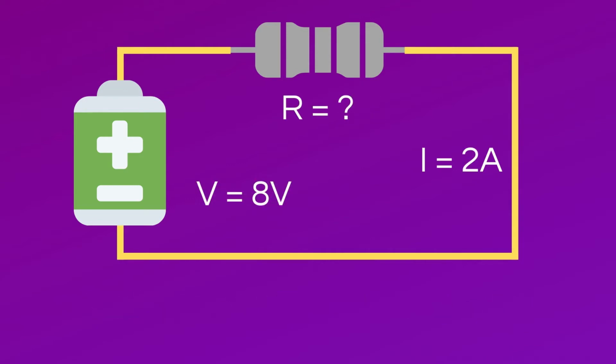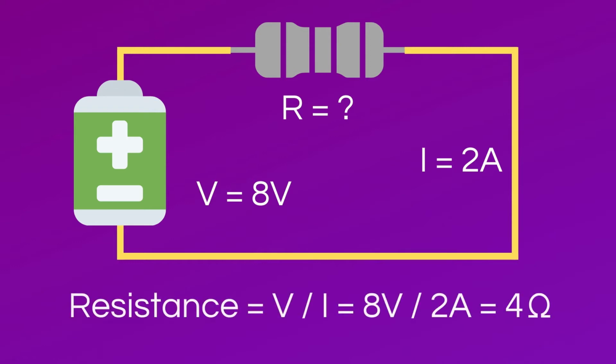You have a DC circuit that has a voltage of 8 volts and a current of 2 amps. Per Ohm's law, the resistance through the circuit is equal to voltage divided by current, or 8 volts divided by 2 amps, which equals 4 ohms.